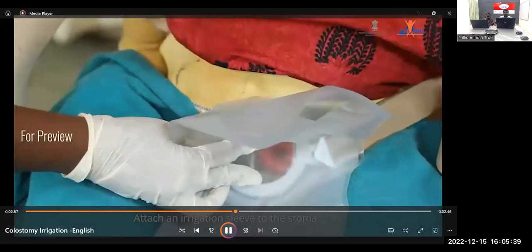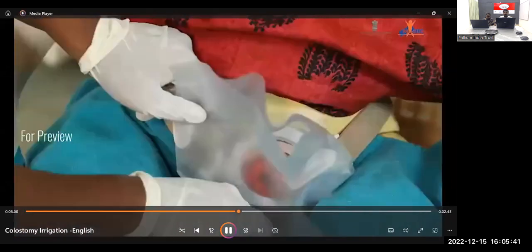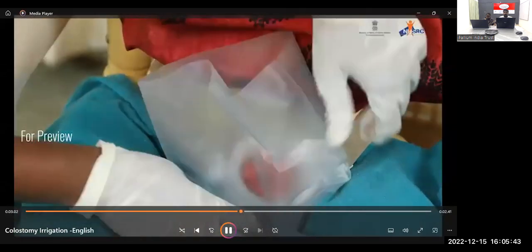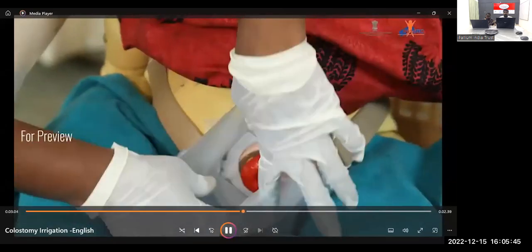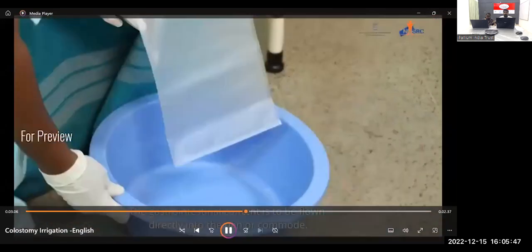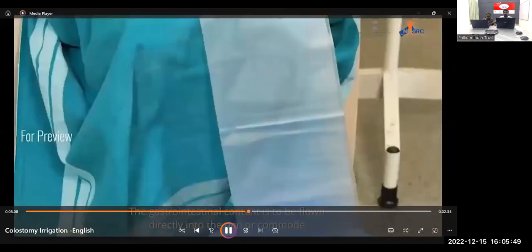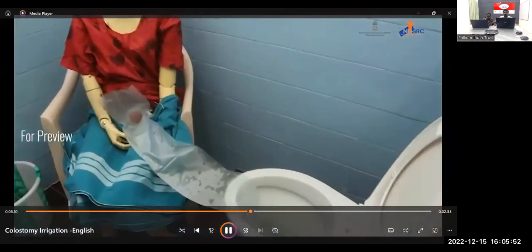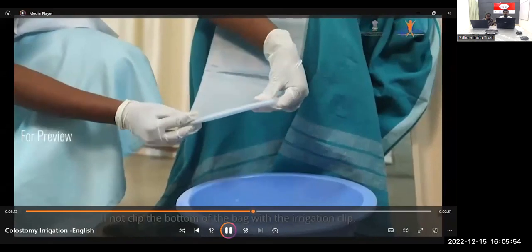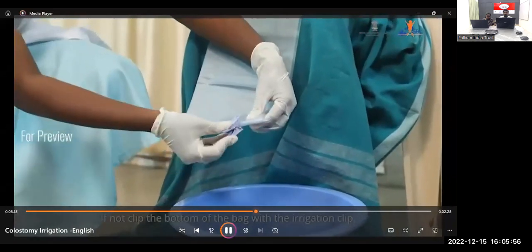Attach an irrigation sleeve to the stoma. Gastrointestinal content is to flow directly into the pan or commode. If not, clip the bottom of the bag with the irrigation clip.